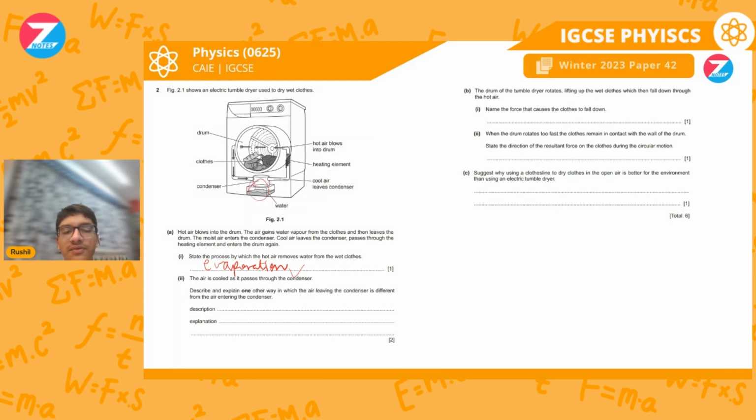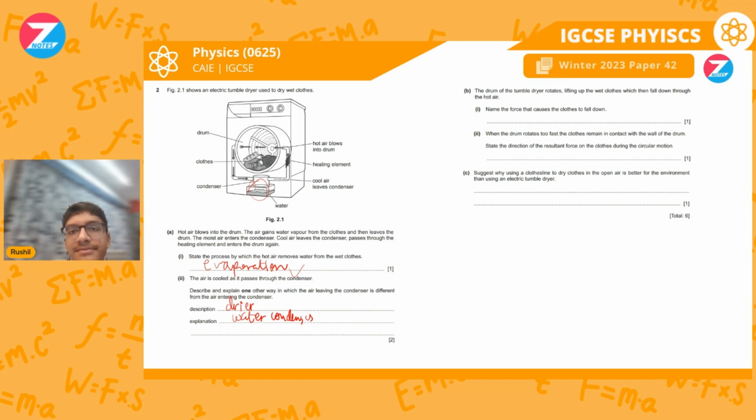So as it converts into water, a much drier air exits the condenser. So we can just write that the air that exits the condenser is drier than the air that entered it. The explanation is that the water in it condenses as the air is cooled down and remains back in the condenser.